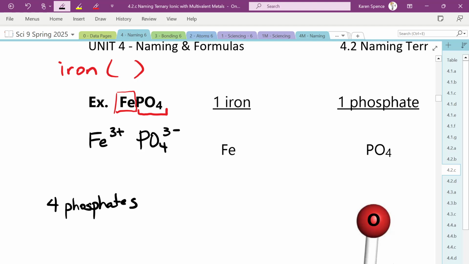4 phosphates would be (PO4)4. Okay? So if this is Fe3+, that's iron 3 phosphate.